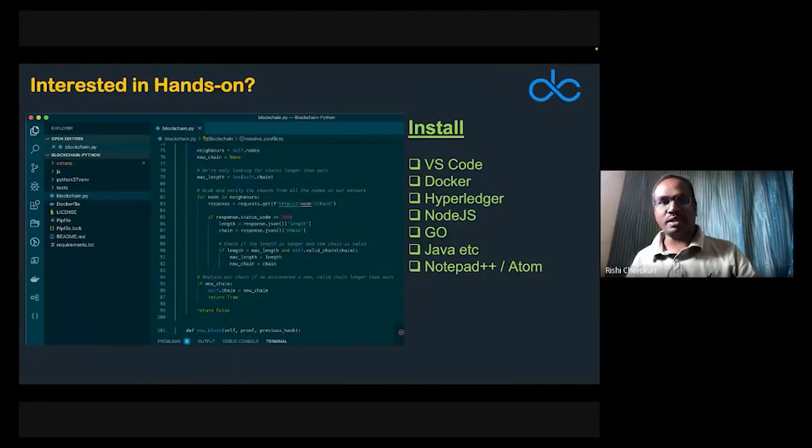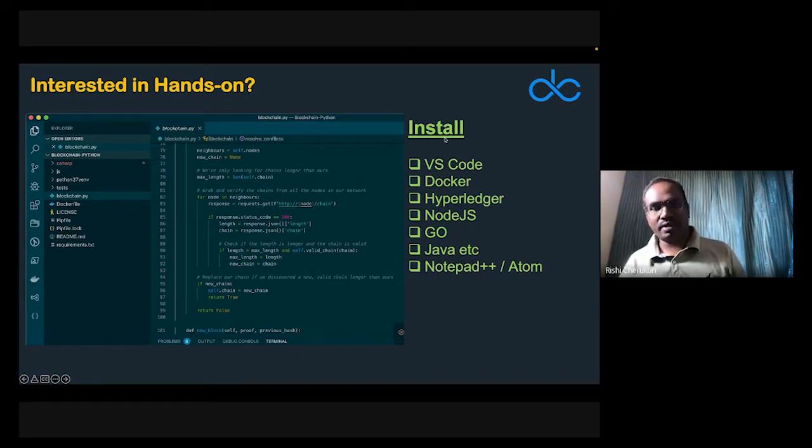But without further ado, just one quick thing. I was also asked in terms of what is it that we can do in terms of hands-on. So maybe if any one of you are interested, these are the tools that you can install, but they are going to take a lot of time to install. So you can do it offline. I'll just show you various options and various tools that we have.